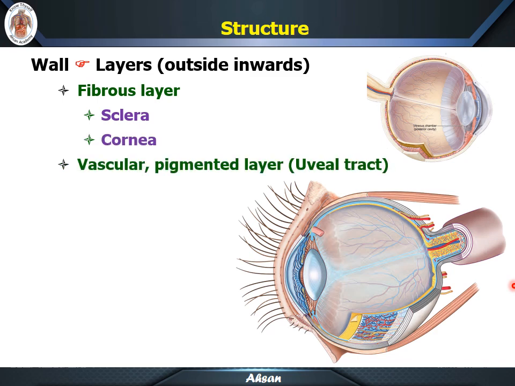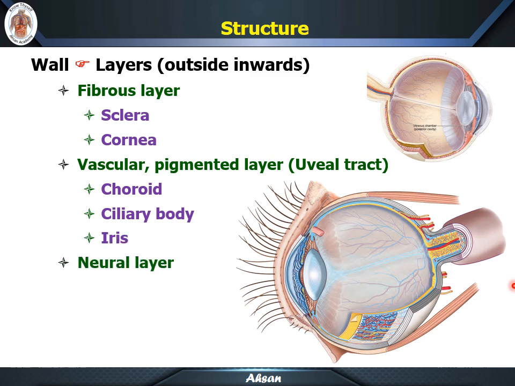The second layer is called the vascular layer, also called the pigmented layer. It is named the uveal tract. It comprises three components. The choroid is the larger posterior part, the intermediate part is the ciliary body, and the anterior part is the iris. The innermost layer is the nervous coat. That is the sensitive layer, containing the receptor cells. It is named the retina.